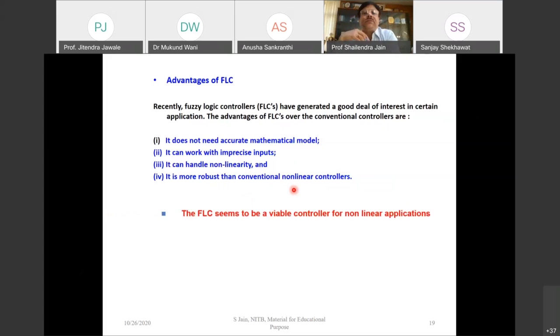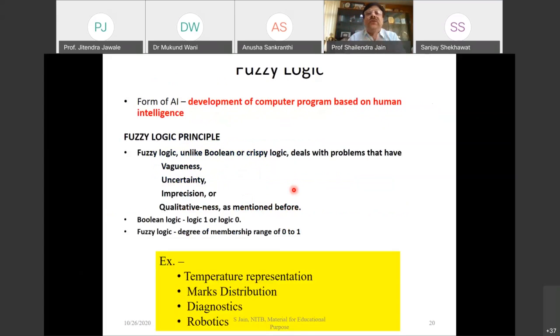So basically, just to summarize, it is a form of artificial intelligence, which is development of computer programs based on human intelligence. And fuzzy logic, unlike Boolean, works with vagueness, uncertainty, imprecision, or qualitativeness.